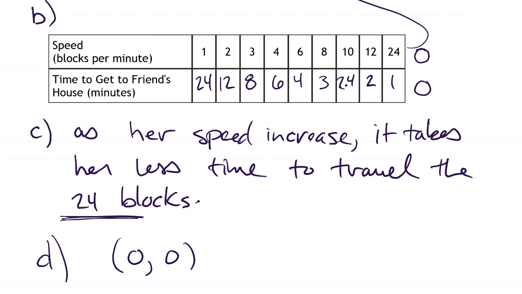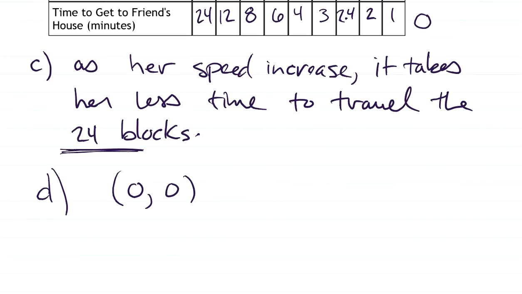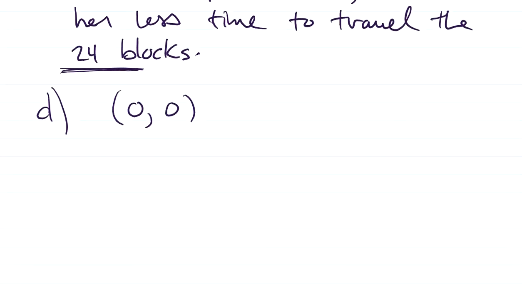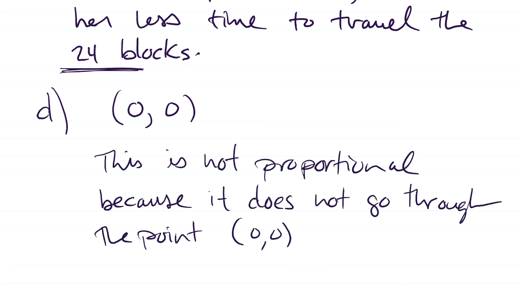If you're traveling at a speed of 0 blocks per minute, and you have to travel 24 blocks, you're never going to get there. It's going to take an infinite amount of time. So this is not a proportional relationship because it doesn't go through 0, 0. So I just wrote that down. This is not proportional because it does not go through the origin, through 0, 0.